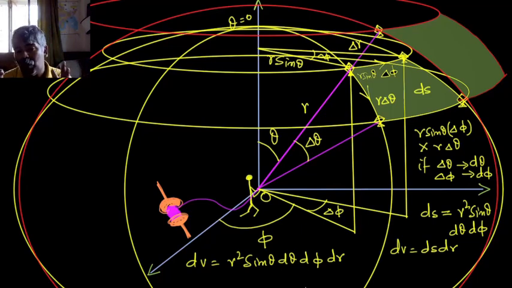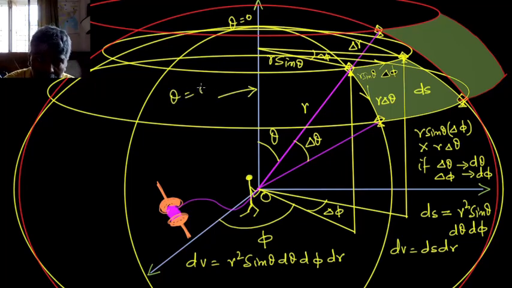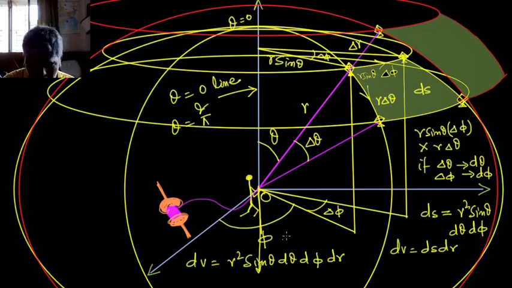One thing I want to tell you. Remember this theta equals 0 line, this is very important. This line, the z-axis, and also this line, if you go down, that means theta equals pi. This line is not coordinatized.